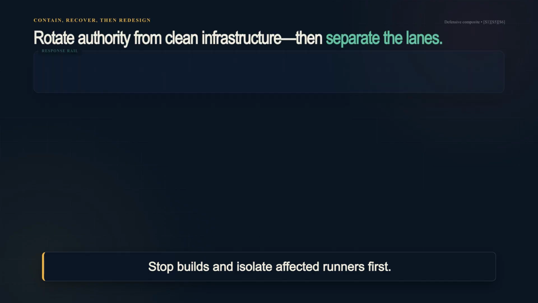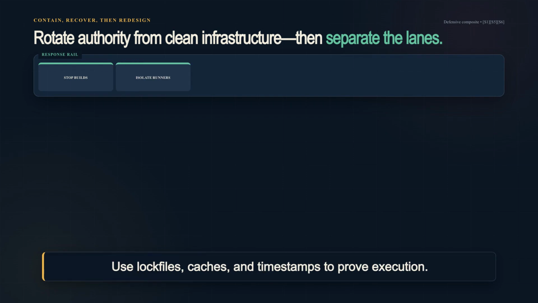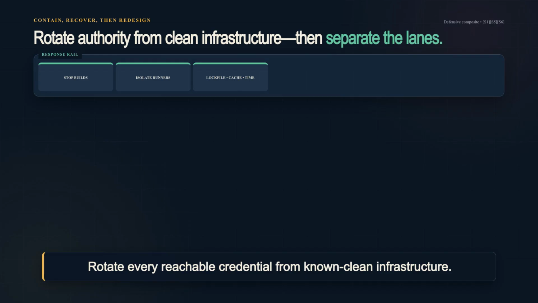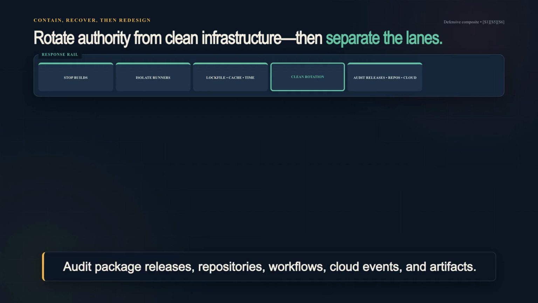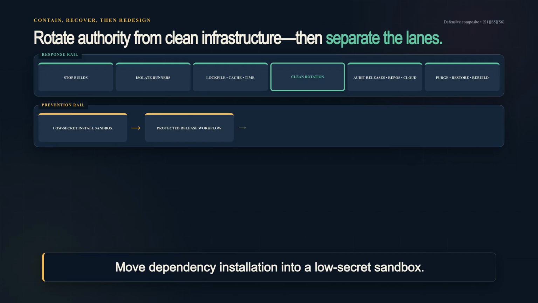Harbor Metrics stops builds and isolates the runners first. Using lockfiles, caches, and job timestamps, the team finds where the affected version actually executed. Then, from a known clean administrator workstation, it revokes and rotates every credential the runner could reach, not just the npm token. It checks unexpected package versions, repository and workflow changes, cloud audit events, and artifacts produced by those jobs. Finally, it purges caches, restores trusted package and runner state, and rebuilds downstream artifacts.